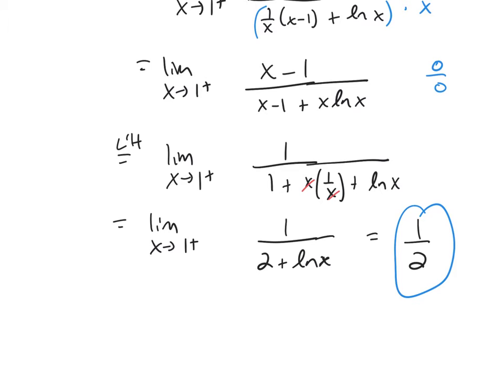So it's really important that if you get an infinity minus infinity, that does not mean that the limit is 0. What you need to do is combine the two terms, get a common denominator, and then use L'Hopital's rule to calculate this limit.